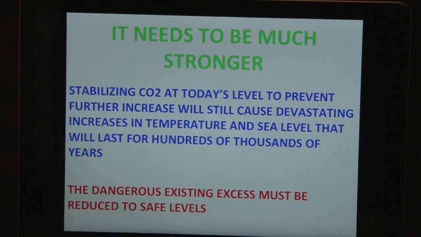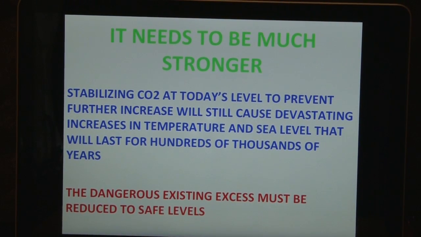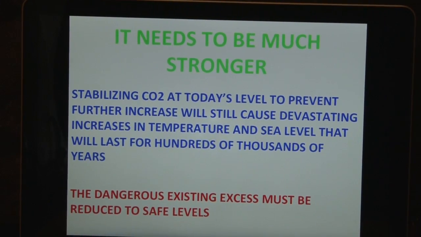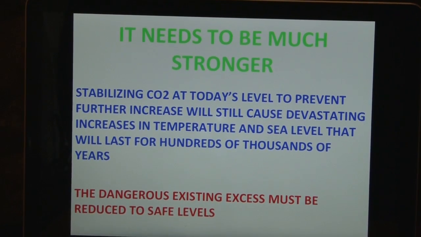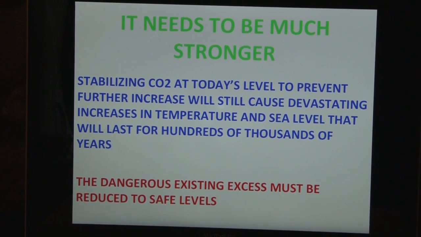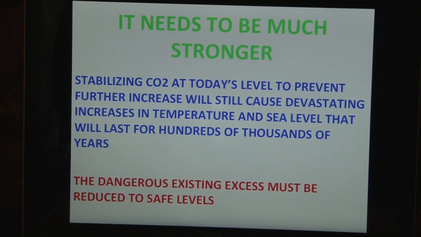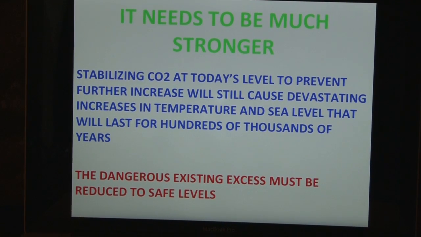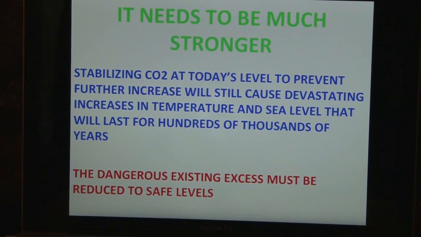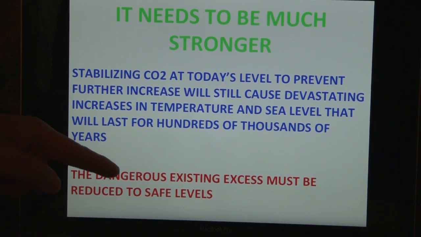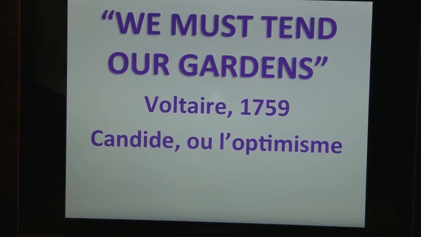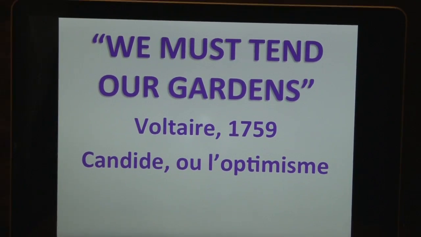We need to draw down that excess CO2. We need to invest in the soils, agriculture, pasture land, the restoration of habitats, all needs to be implicitly and explicitly mentioned in the treaty, and right now they're not. So we've missed the opportunity to solve our problem by getting rid of the dangerous excess. And we have to do that by tending our gardens.